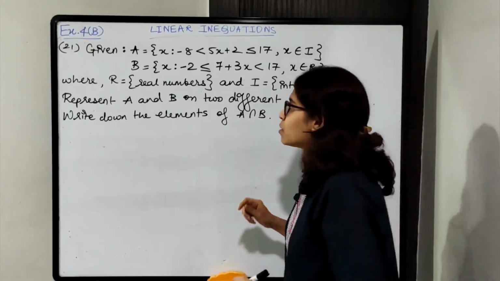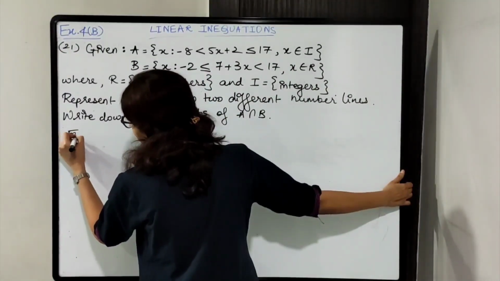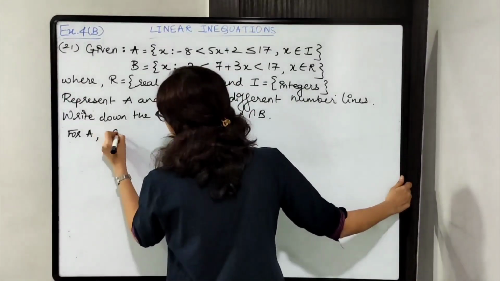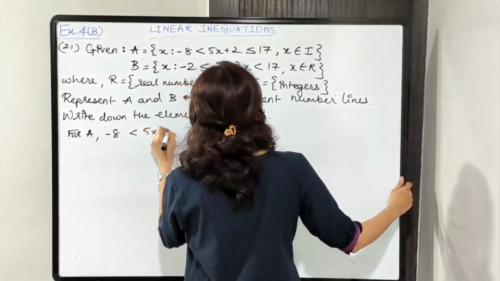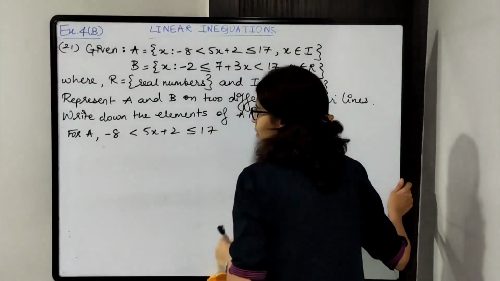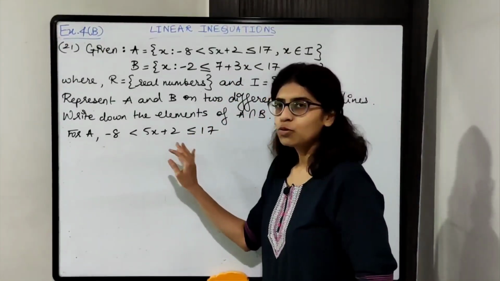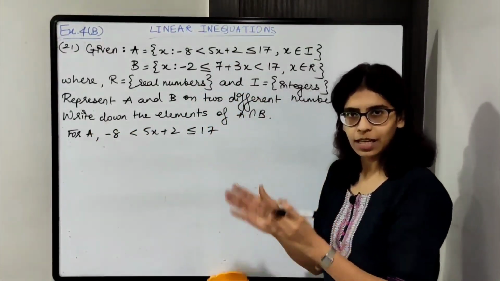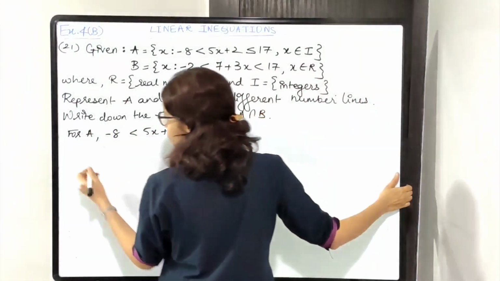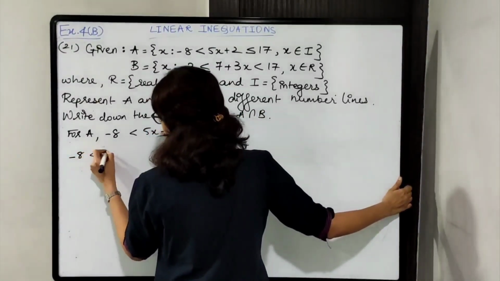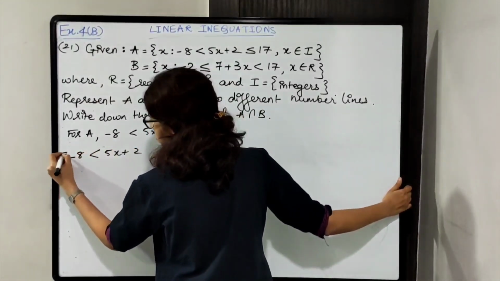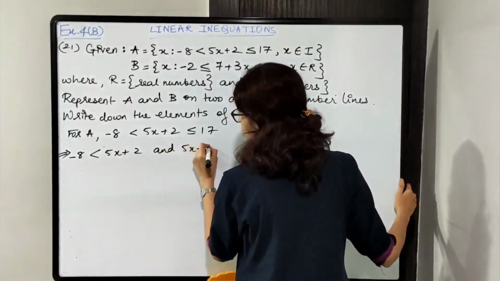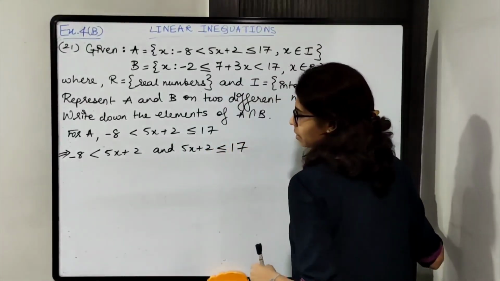Okay, so for A, we are given the inequation: -8 < 5x + 2 ≤ 17. We'll separate it into two parts. Okay, first this inequality and then this inequality, and then we'll club it together again. So -8 < 5x + 2, and 5x + 2 ≤ 17.